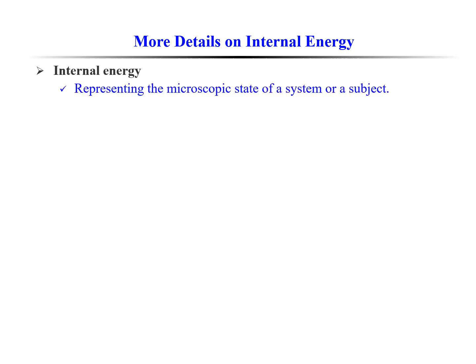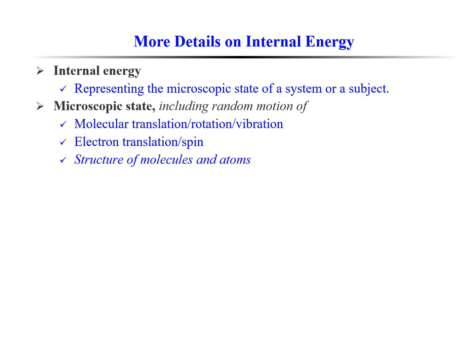Here are some more details on internal energy. First, it represents the microscopic state of a system or substance. The microscopic state means the random motions of molecules, translation, rotation, and vibration, plus electron translation and spin or rotation. The structures of the molecules and atoms also represent a certain energy level.